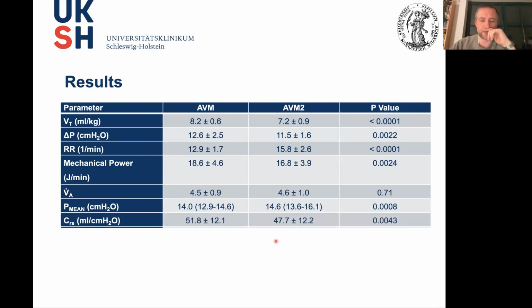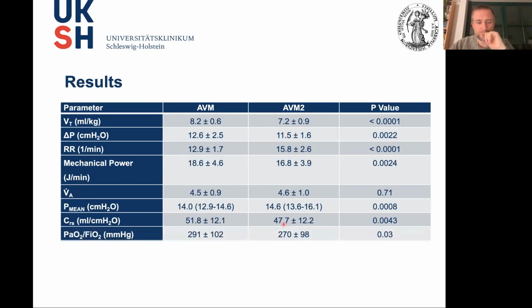But first, let's look at some other parameters. Respiratory system compliance measured during a static maneuver was higher with AVM than with AVM2. The decrease was very small, but it was statistically significant. And the same held true for PF ratio. The PF ratio was a little bit higher with AVM than it was with AVM2.